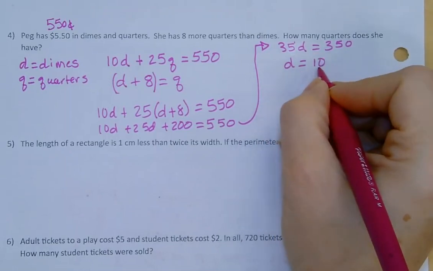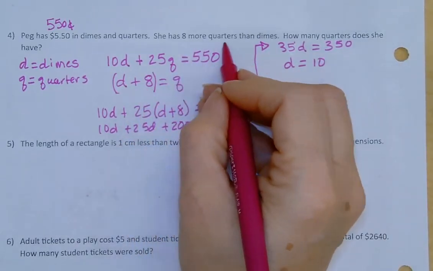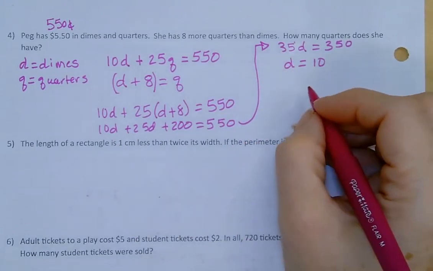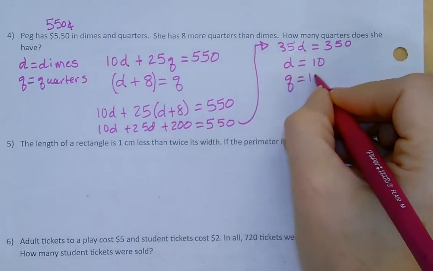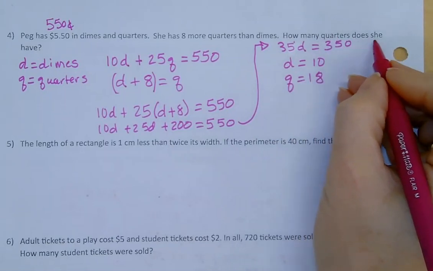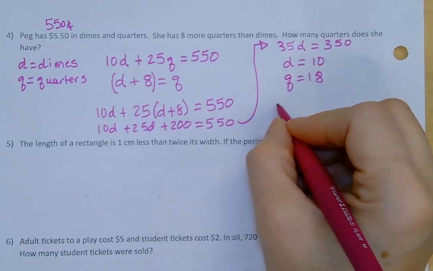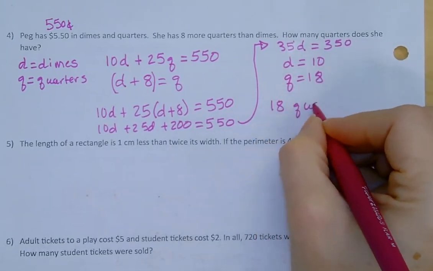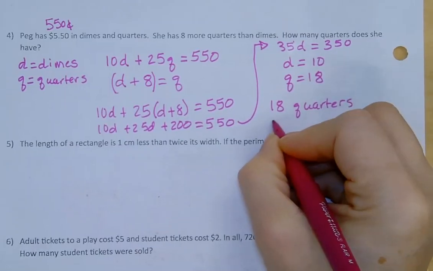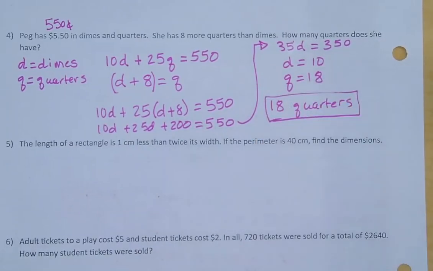I have 10 dimes. All right, if I have 10 dimes, I have 8 more quarters than dimes, so I must have 18 quarters, right? Quarters equals 18. How many quarters does she have? That's the question. She has 18 quarters. That is my answer. So be careful, make sure you're answering the question that is being asked.